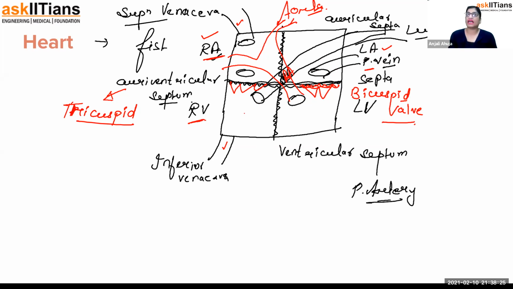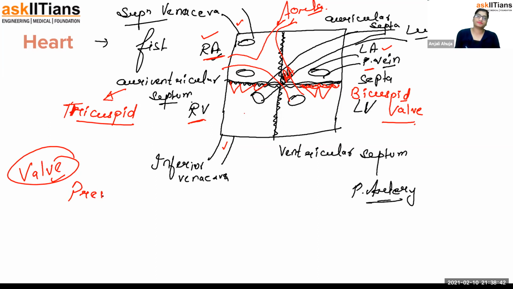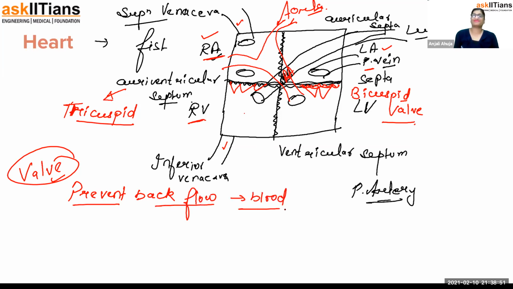Now, one thing I have to tell you, most parts of the heart have a valve. I'm going to show you on the diagram how many valves there are and where they are present. But a valve is something which prevents backflow. They open and close and prevent backflow of the blood. Is that clear? So now this is about the basic structure of the heart.